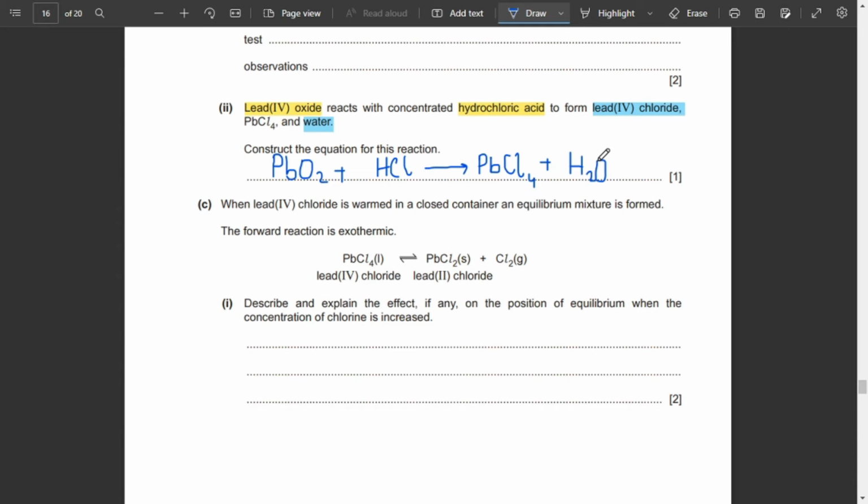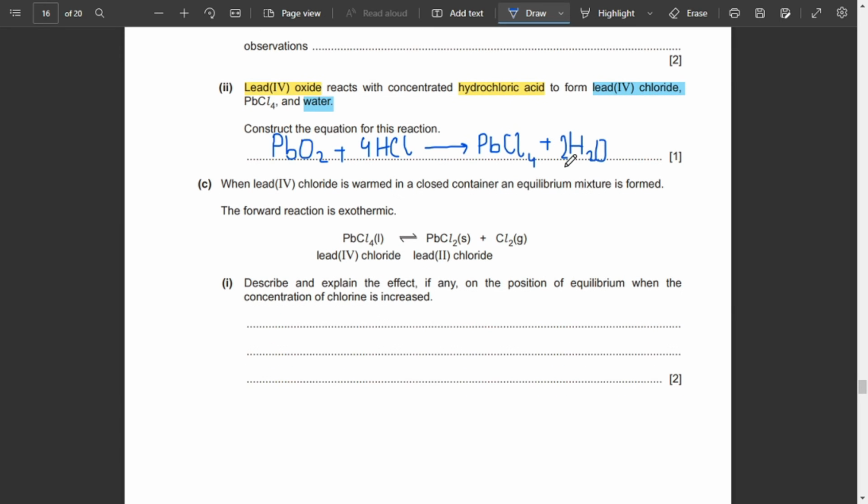So this is the equation that we have formed over here. Now we are supposed to balance it since it's unbalanced. So here we are going to have PbCl4, so 4HCl, that means 2H2O. And I hope it is balanced. Let me take a look. Yeah, so it's balanced. Moving on to part C.